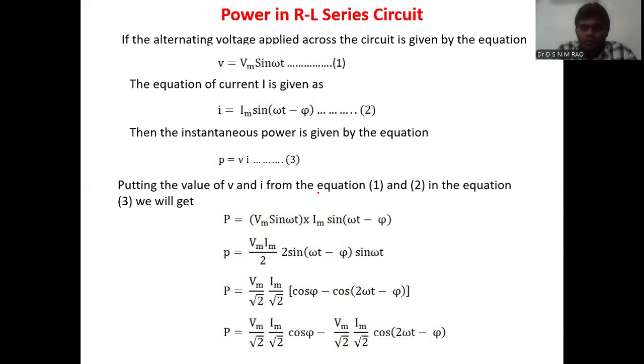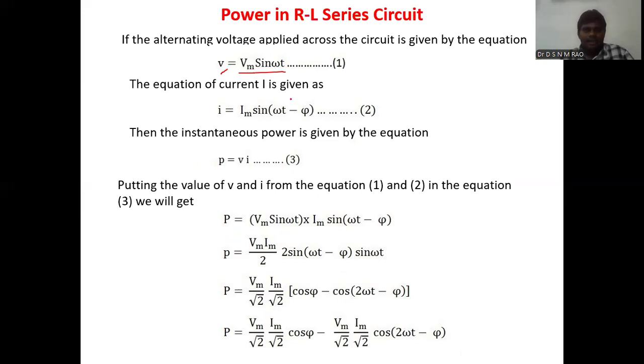Now we will see the power in RL circuit. As we know, a series combination of RL circuit is excited by AC voltage. V equals instantaneous voltage, V equals Vm sin omega t, which can also be written as Vm at an angle of 0 degrees.